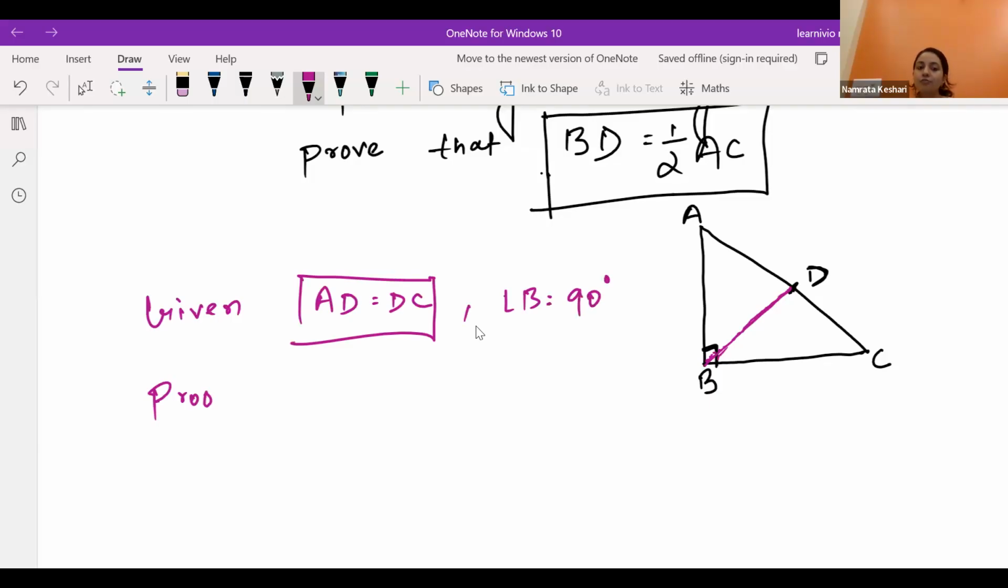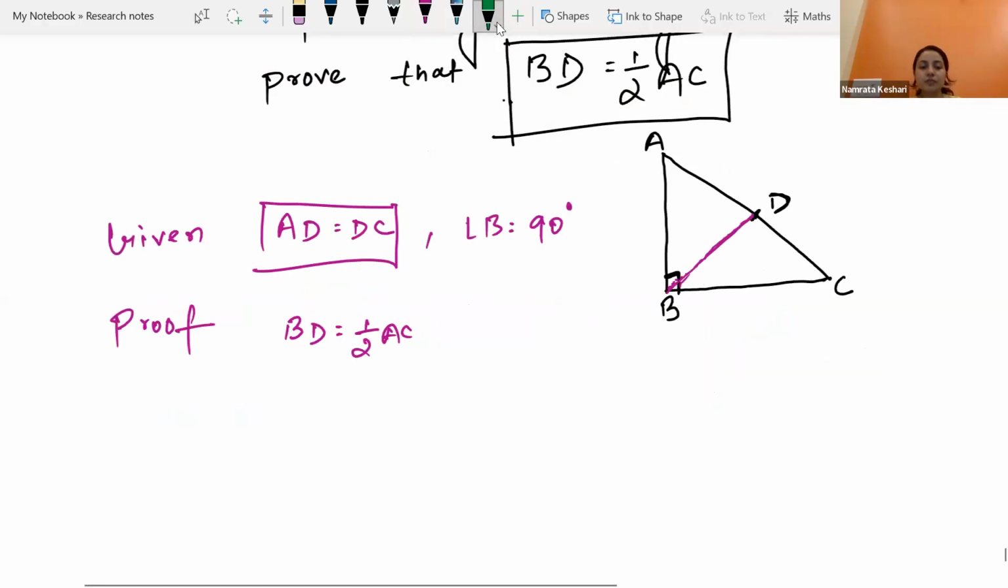Now what we have to prove? We are supposed to prove that BD is equals to half of AC. This is what we have to prove. Now here a construction we have to do. To prove this one, a construction we'll be doing. Now listen to me very carefully, because lots of steps will be performed to prove the same. So what we will do at first, we will do one construction.